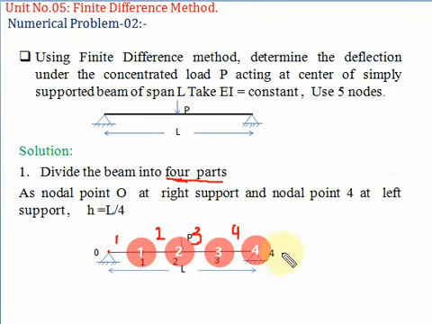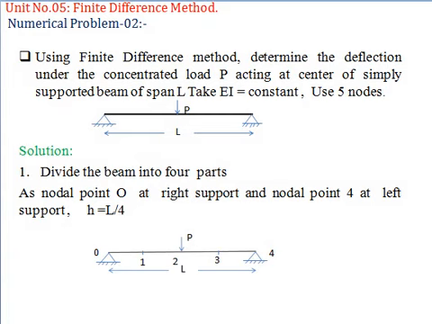Now here, what is the value of H? H is nothing but the length of one part. What is the total length? L. And how many parts have we made of this length? We have made 4 parts: 1, 2, 3 and 4. So the value of H will be equal to L by 4. This will be required when I apply the central difference equation.